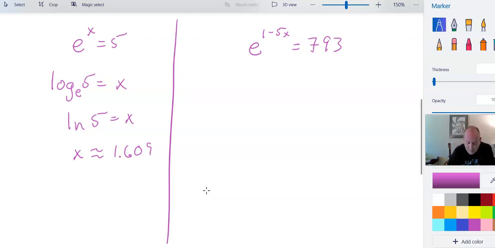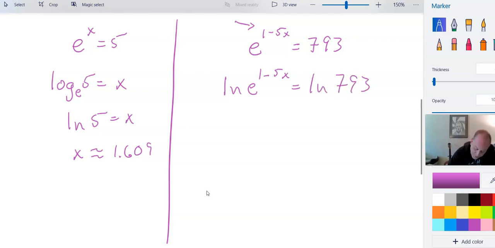Okay, now looking at this one's a little different because I have extra stuff up here, right? But it doesn't change anything. If I take the natural log of both sides, what I end up with, well, natural log is base e, so these bases cancel out and I just get the exponent.